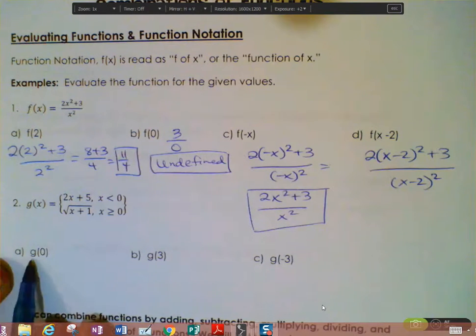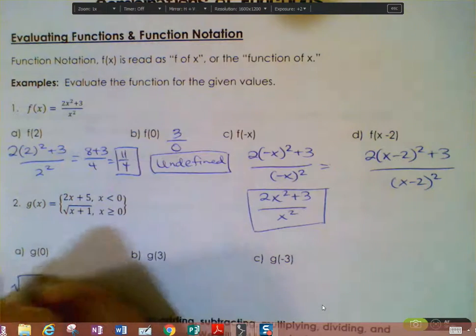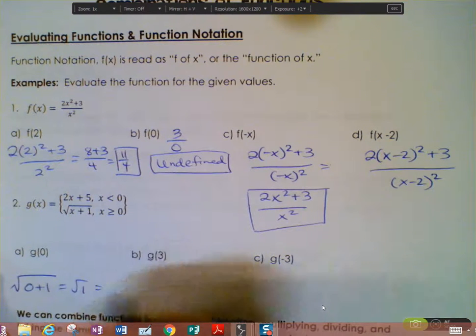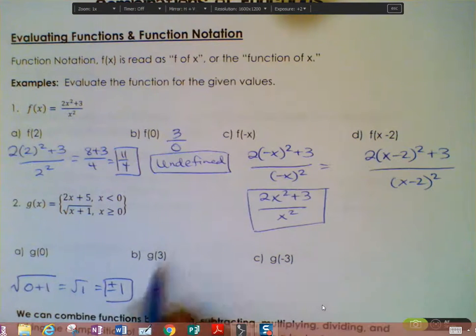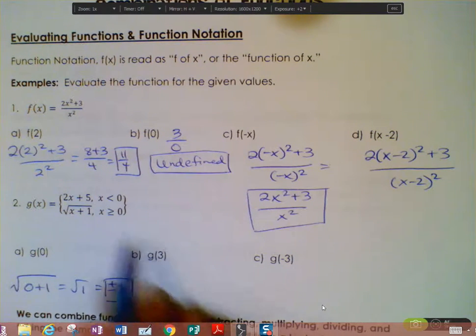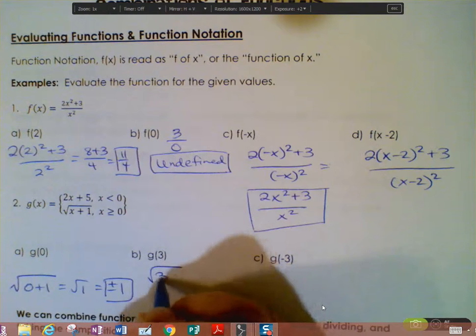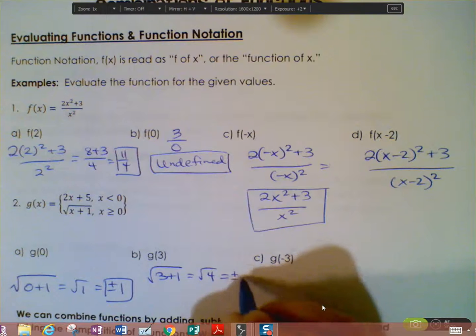So A, g of 0. So we want to evaluate when x is 0. We want to use the bottom one. So I have square root of 0 plus 1, square root of 1, which equals positive or negative 1. G of 3. So that's greater than 0. I still want to use the bottom one. Square root of 3 plus 1 equals the square root of 4, which equals plus or minus 2.